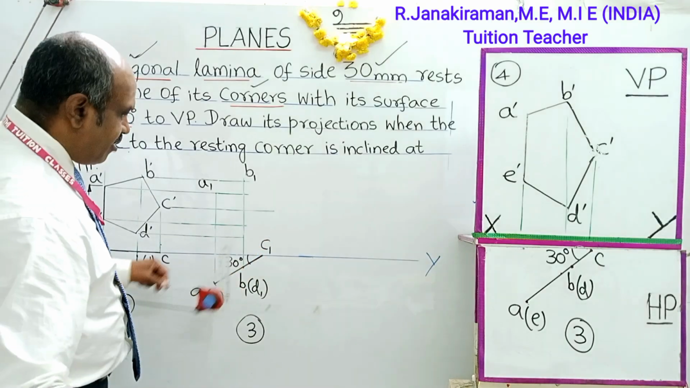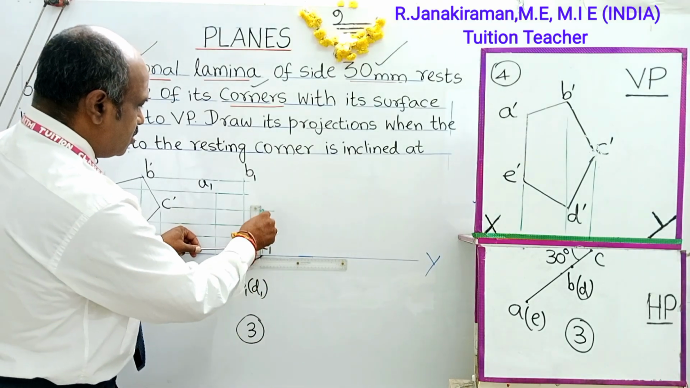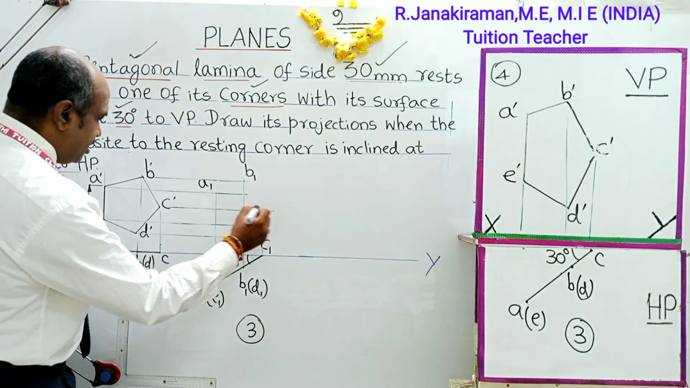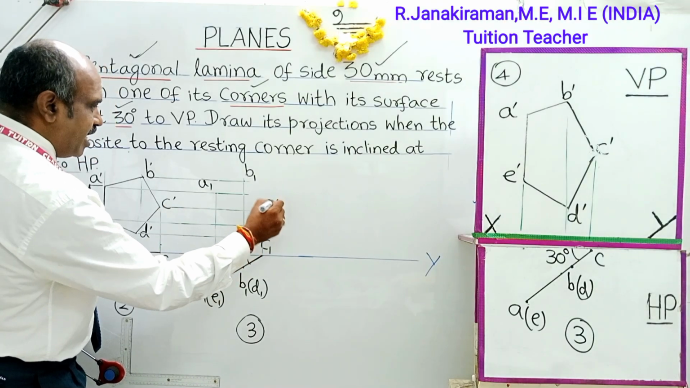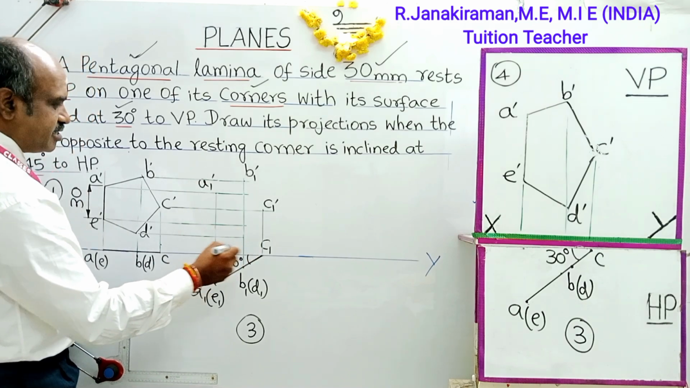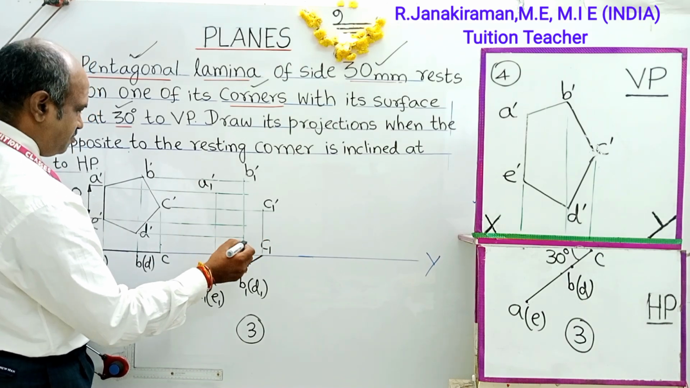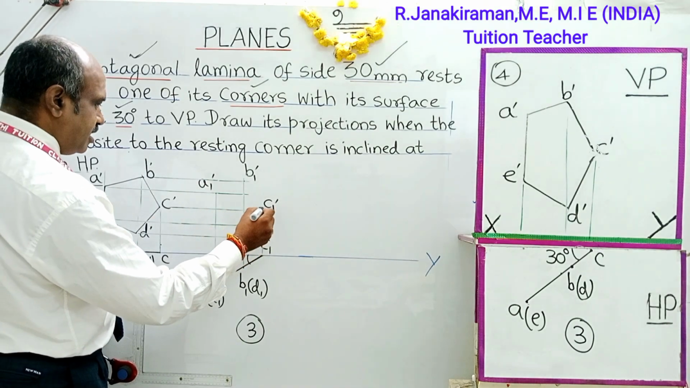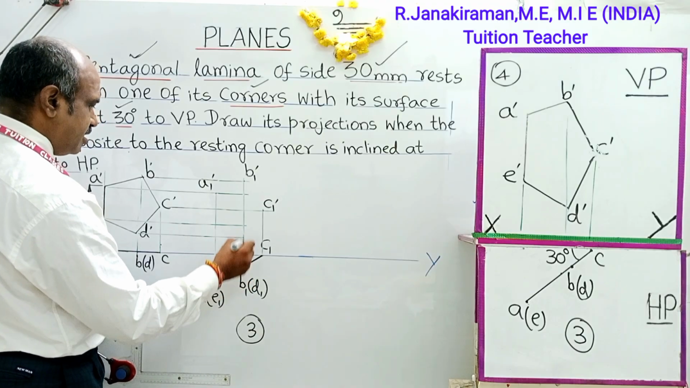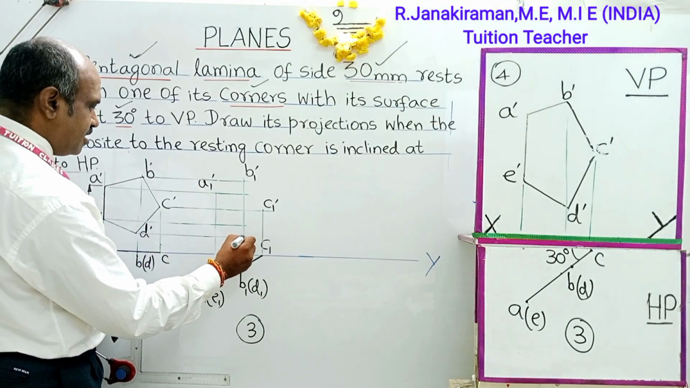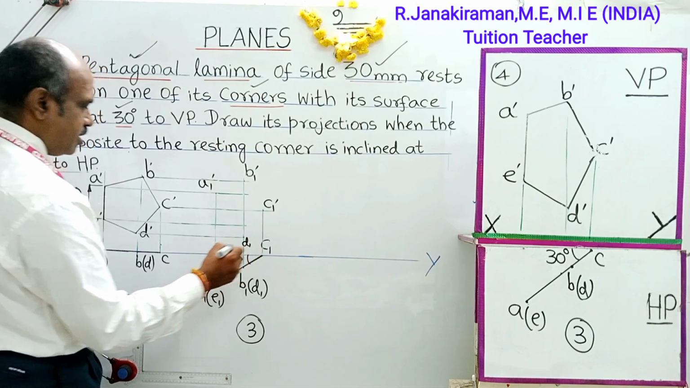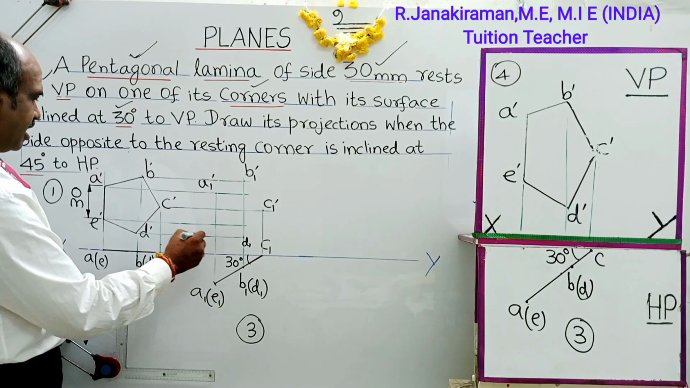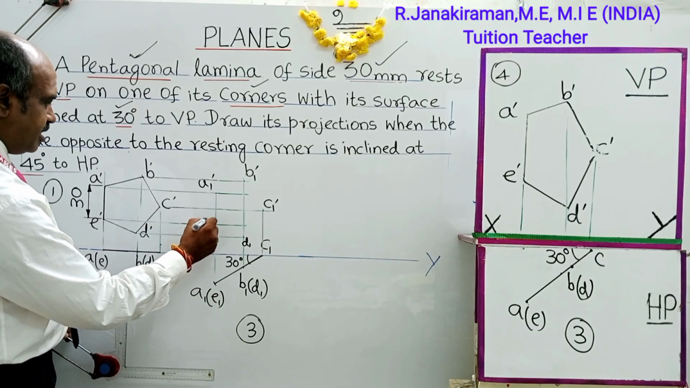Next from C, draw a vertical projector. The point of intersection of horizontal C and vertical C is C suffix 1. Dash will come in for front view points. Similarly, this is C. Next, this will be horizontal D, vertical D, which is D suffix 1. Next E, vertical E, horizontal E. This point is E suffix 1.